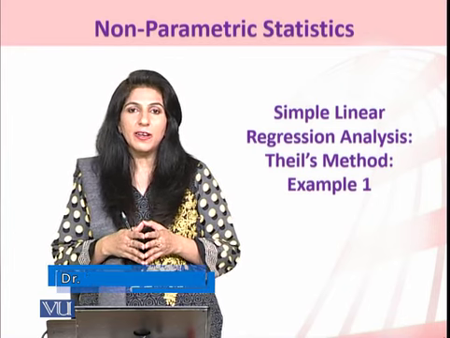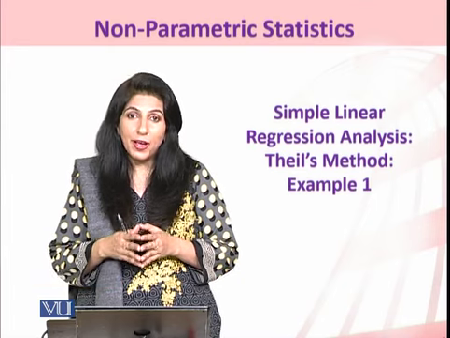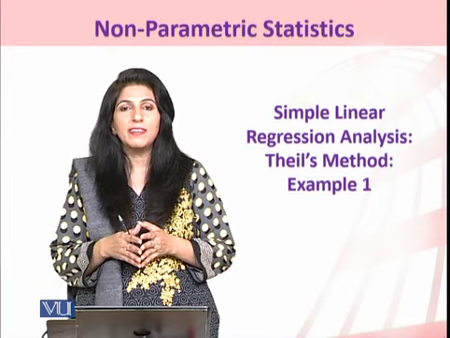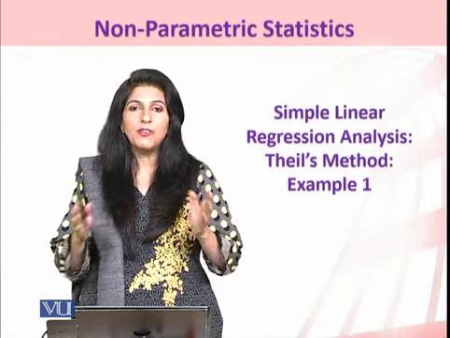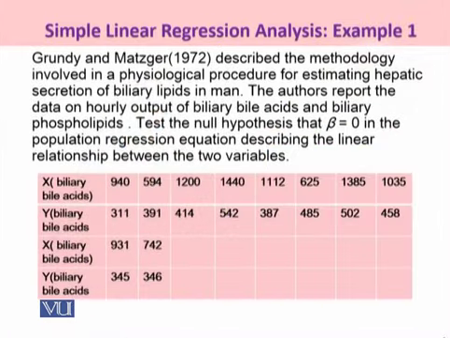I'll be giving you a demonstration by employing a real life example, and you will understand how to test the unknown value of the parameter for certain values. I have taken an example that was earlier taken by Grundy and Metzger in 1972. They described the methodology involved in a physiological procedure for estimating hepatic secretion of biliary lipids in men. The authors reported the data on hourly output of biliary bile acids and biliary phospholipids.